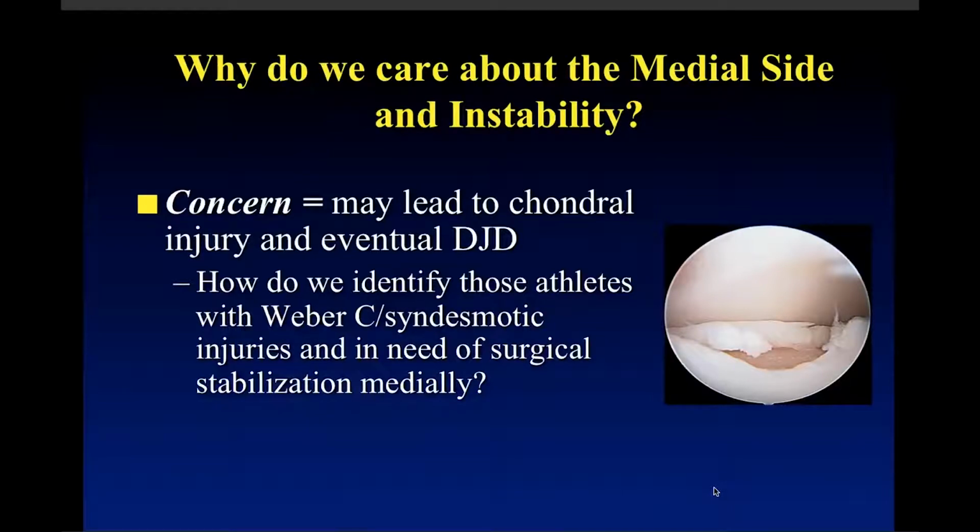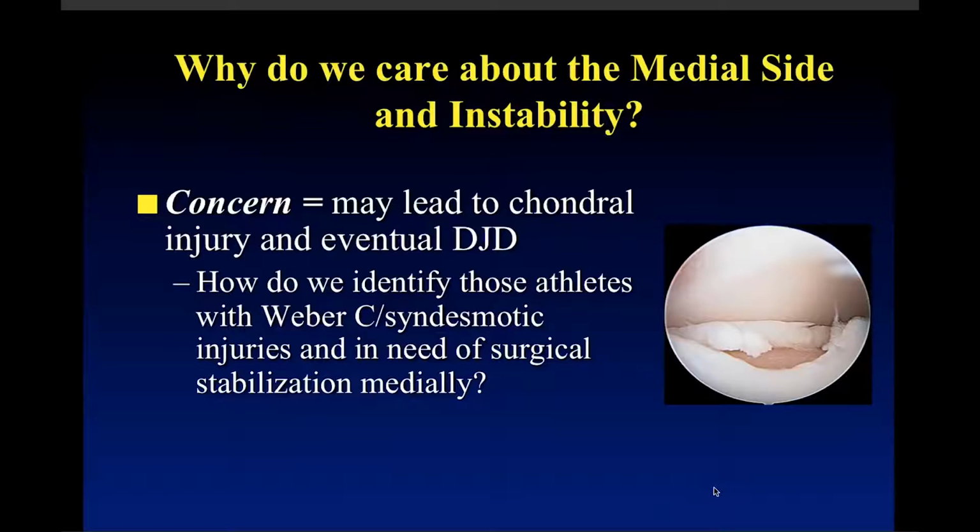We see so many athletes in their 40s and 50s that have developed horrible traumatic arthritis of the ankle. Perhaps these are individuals where we failed to identify medial instability and treat it initially. So again, we need to really be concerned about whether or not there is medial side pathology and instability. And the question then comes down to, well, how do we do that?